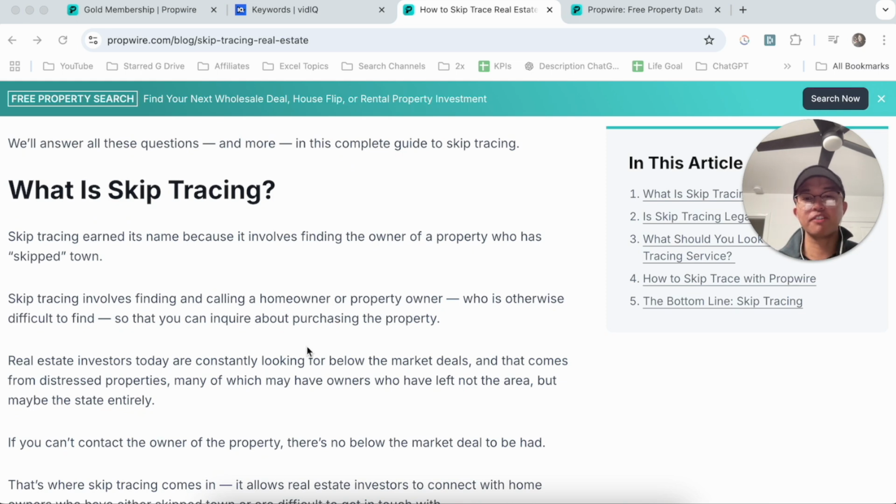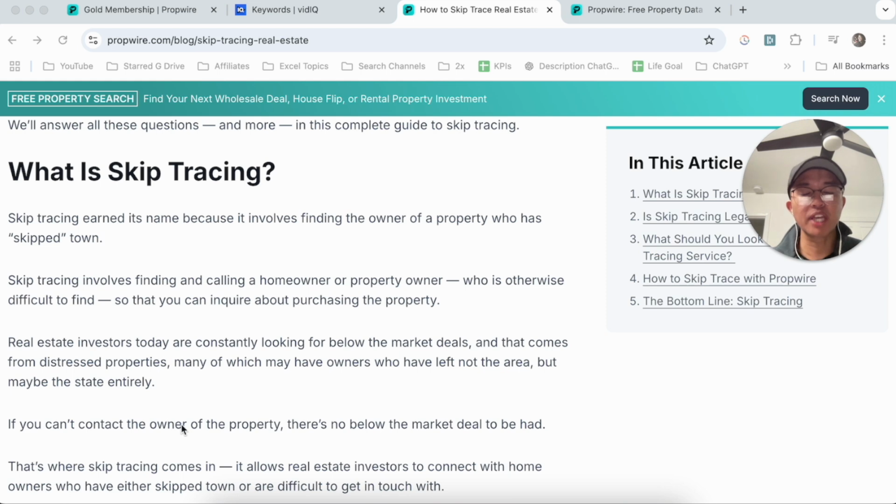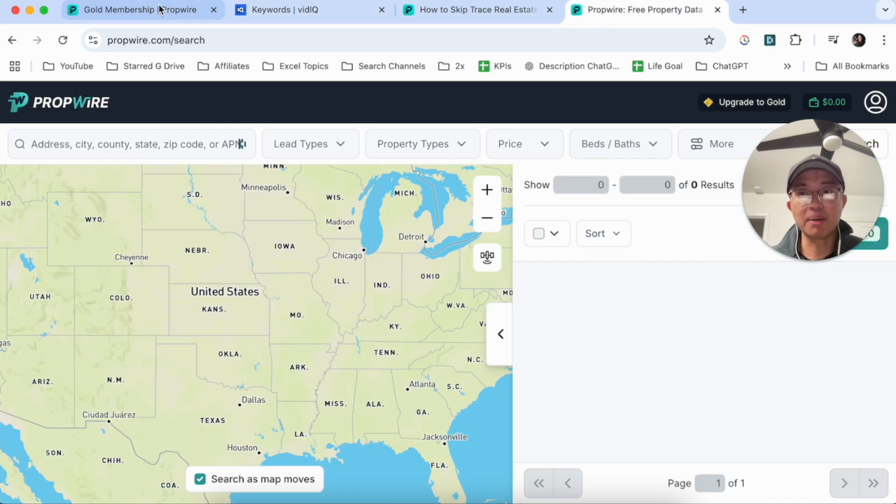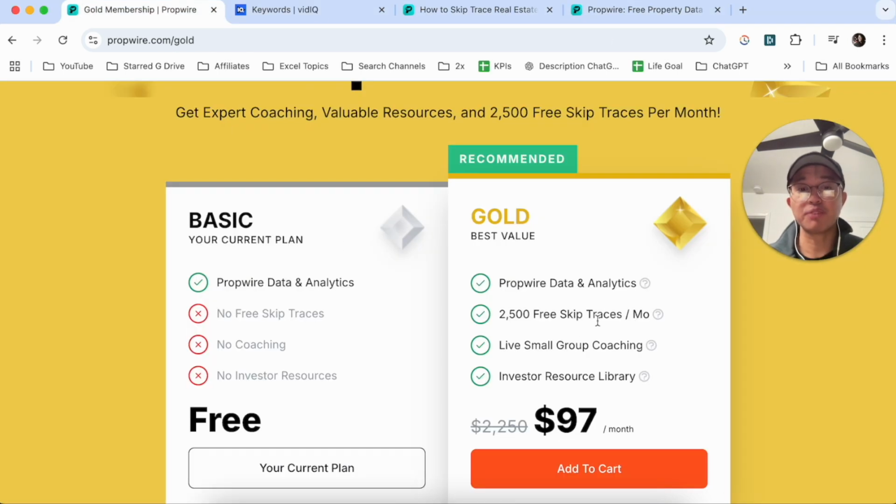So this is going to be beneficial for individuals who are really looking to find the owner of a property because you might be interested in buying it. And in a lot of the cases, people can't contact the owner of the property and there's no below the market deal to be had. So that's where skip tracing comes in. And with Propwire's membership, you get 2,500 free skip traces per month in case you really do want to contact these homeowners so that you have a better chance of actually investing into their home or purchasing or acquiring that home. But that is essentially what a skip trace is.